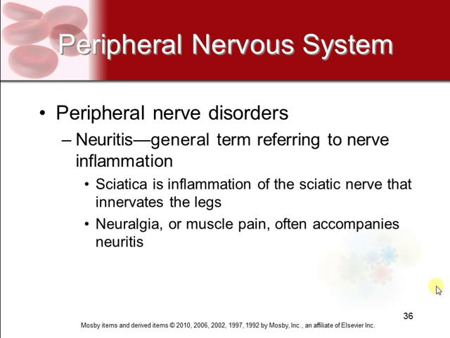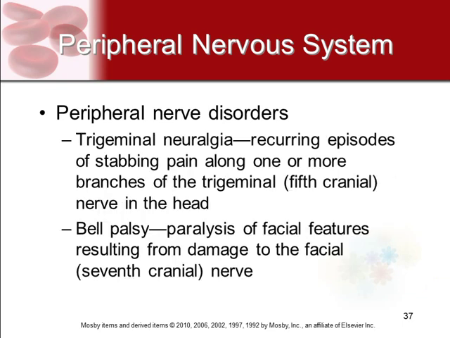So for some peripheral nerve disorders, you can have neuritis. That's a general term referring to nerve inflammation. One of the very common ones for this is sciatica, which is an inflammation of the sciatic nerve. That starts in your lower back and actually goes down to your legs. So that causes a lot of leg pain for people. Or they can have neuralgia, which is a muscle pain. It's often accompanied by neuritis, which is, like we said, that general inflammation of a nerve.